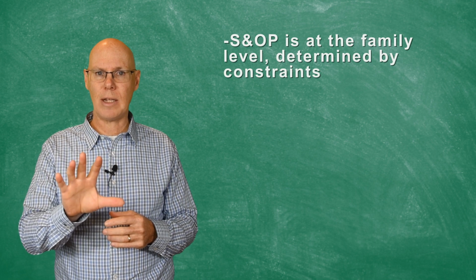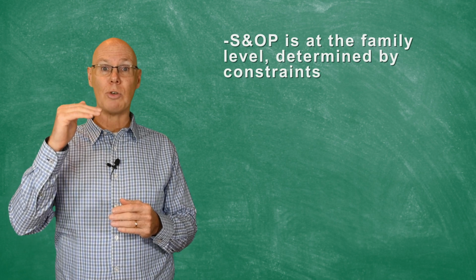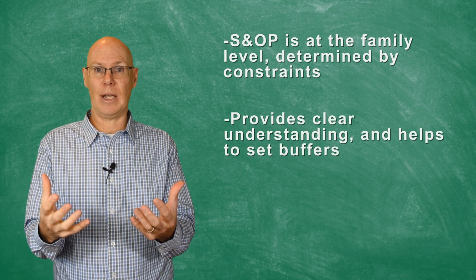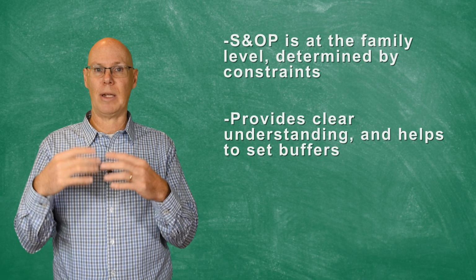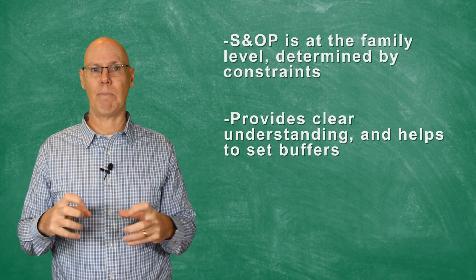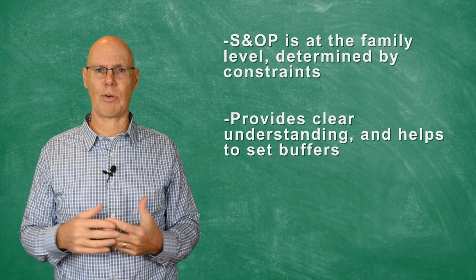If it's done right, S&OP is at the family level. It's defined by constraints so you understand what your capability is, but then also what your supply lead time is. This provides a clear understanding of what we can do and what our flexibility is, and helps provide the input to set these buffers. Let me give you an exaggerated example to describe this.